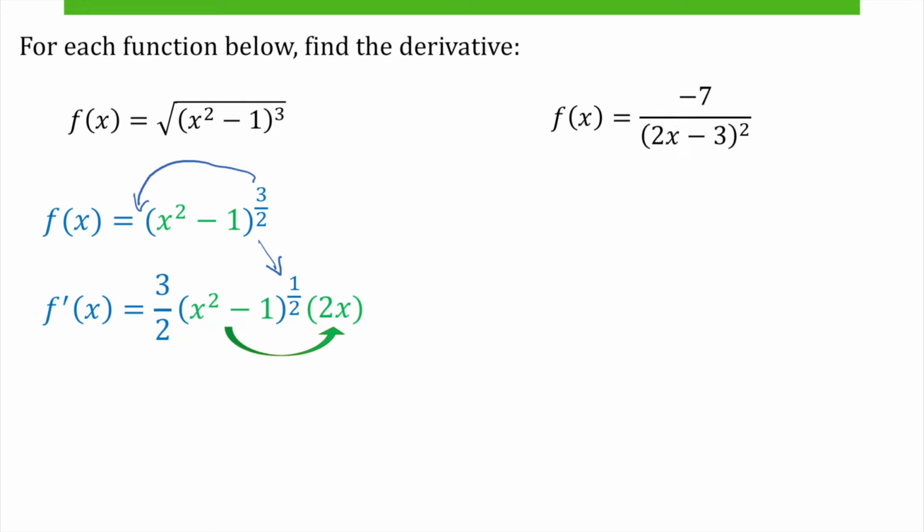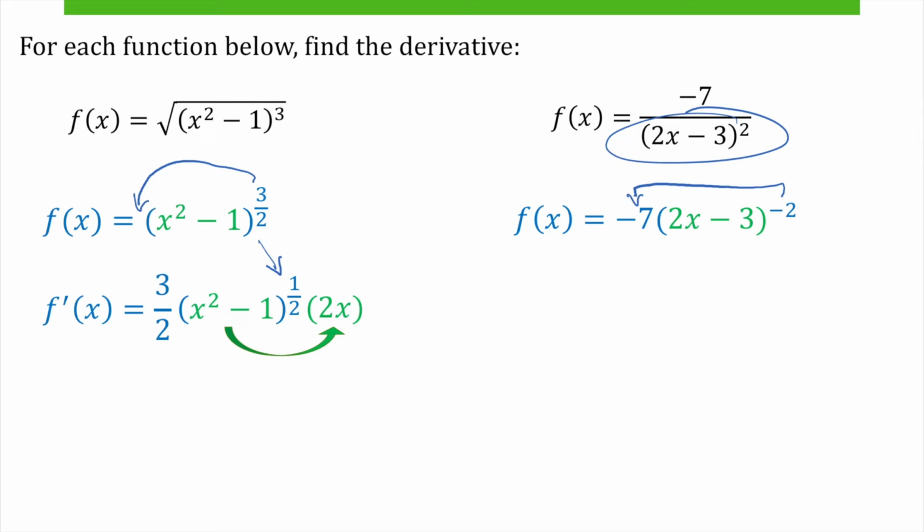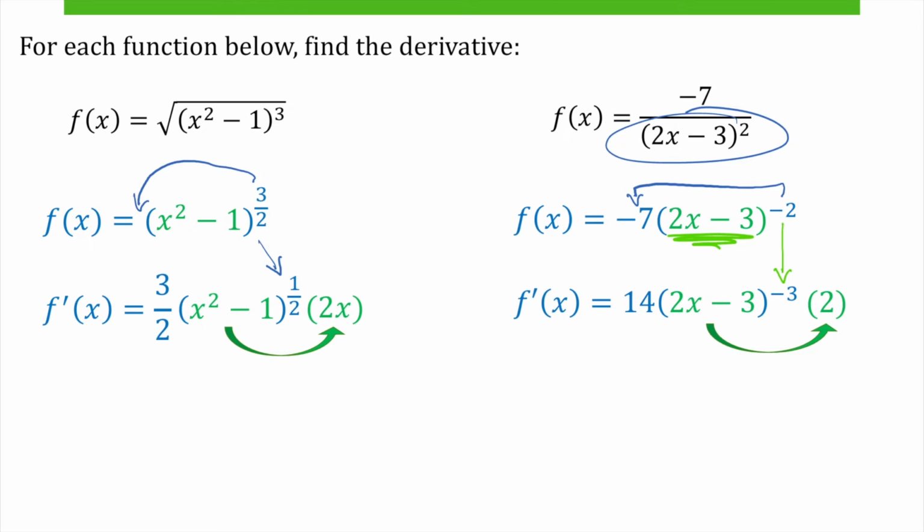All right, next one. Let's take this fraction and change it into a multiplication problem with a negative exponent. So we'll bring the exponent forward, multiply it by -7, keep the inside the same, drop the power by 1. So -2 changes to -3. Now we can take the derivative of the inside, and the derivative of 2x minus 3 is 2.